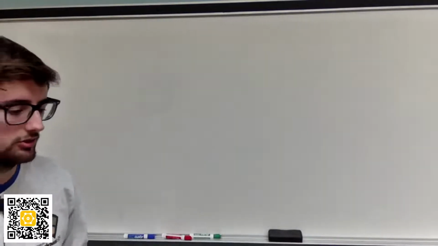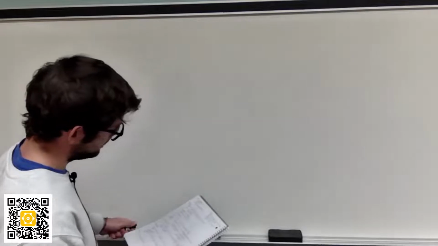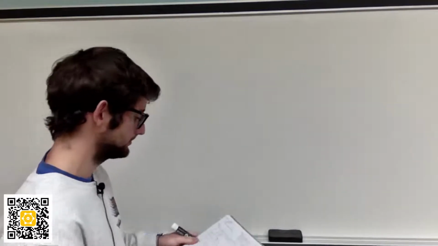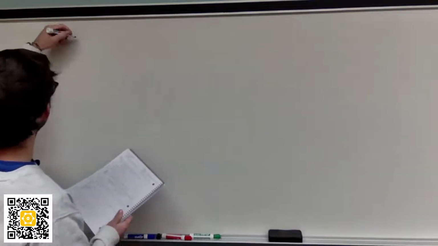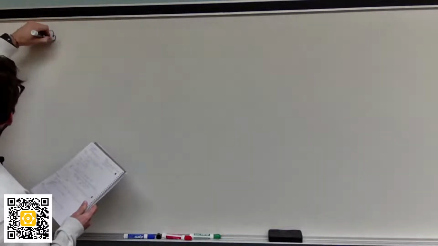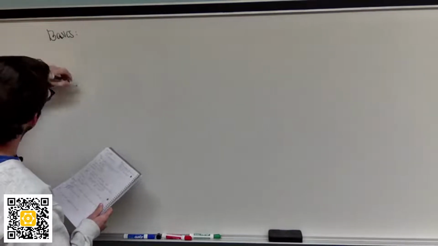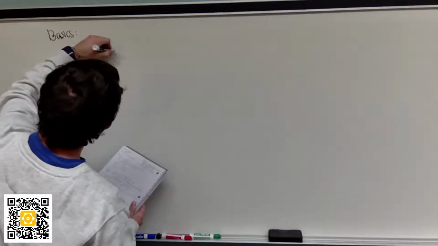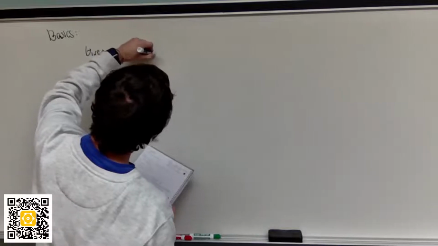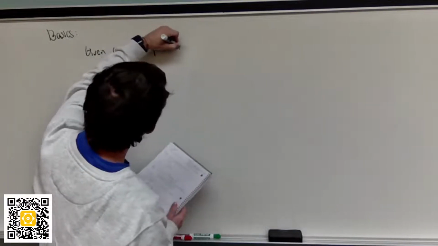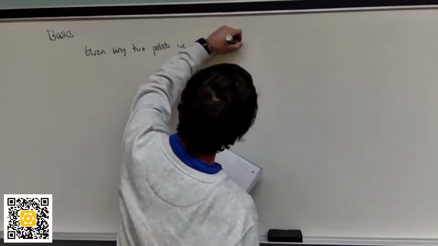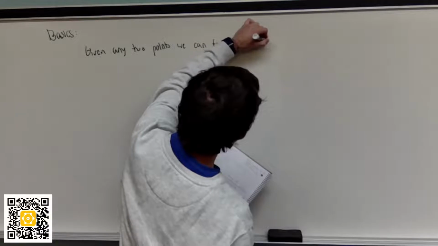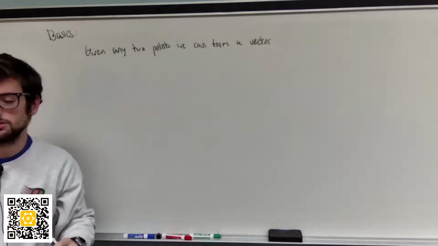All right. So let's go over some basics for vector algebra or whatever, linear algebra, I guess. So let's say we're given 2 points. If we're given any 2 points, we can form a vector. Does anyone know how we can do this? With any 2 points, how we can form a vector?